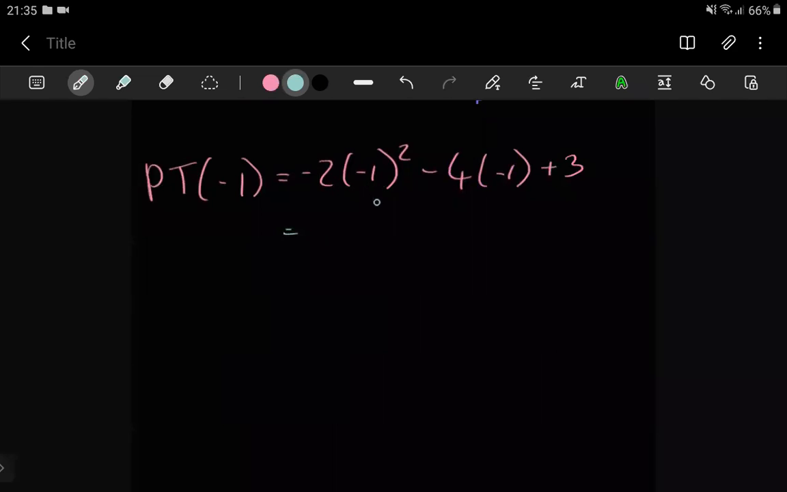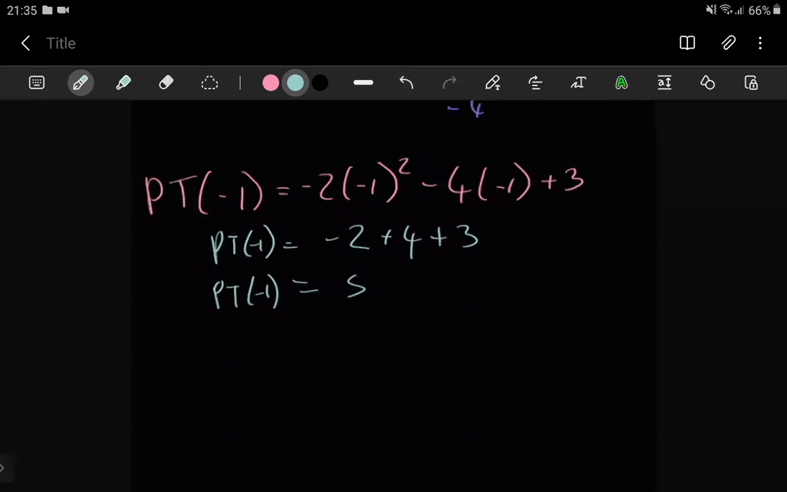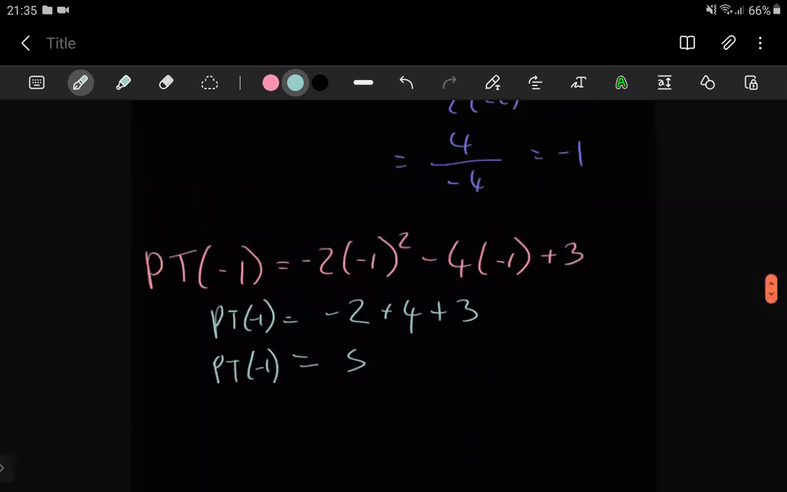This is going to be 1. This is going to be -2, +4, +3. This is a 7 minus 2. That's a 5. Do you see it? Perfect. So that's how you would answer this kind of question. The maximum distance for PT is 5. It's 5 units. That's the highest possible distance.